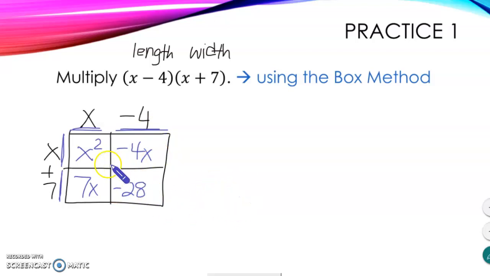And now we just add all 4 areas of each of the sections together to get the total area of the box. And so we'll get x squared. You can go ahead and combine these like terms ahead of time if you want. 7x minus 4x is 3x. And then we have minus 28 at the end.